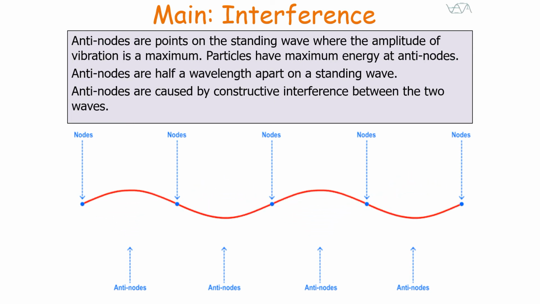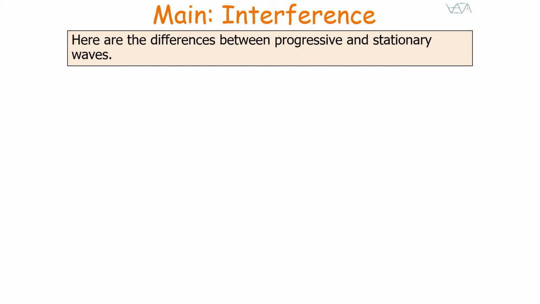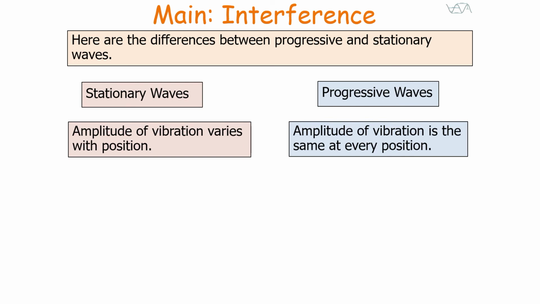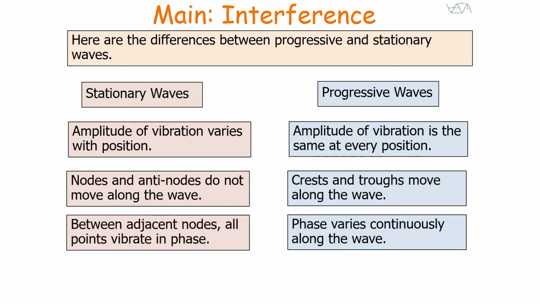Now, you've got to be aware of the differences between progressive and stationary or standing waves. So here are the major differences between the two. In stationary or standing waves, the amplitude of vibration varies with position, yet for progressive waves, the amplitude of vibration is the same at every position. For a stationary wave, the nodes and antinodes do not move along the wave, they are fixed in position, whilst for progressive waves, crests and troughs move along the wave. For a stationary wave, between adjacent nodes, all the points vibrate in phase with each other, yet in progressive waves, the phase varies continuously along the wave.